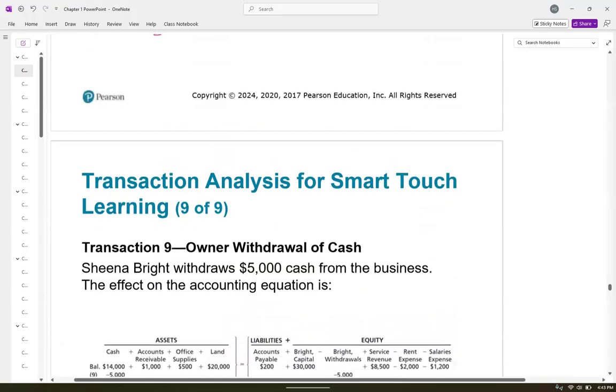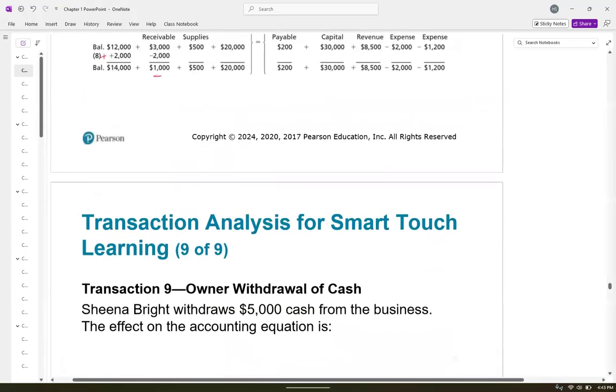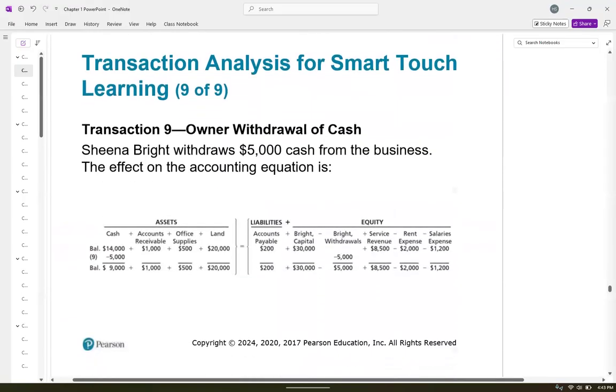Okay. This is where the owner takes $5,000 out of the business. Okay. And that is fine. That is how the owner gets paid. So cash is going to go down by $5,000. Okay. There's my cash going down to $5,000. We have a new account called Bright Withdrawals. Remember I said Bright Capital's where they put money in. Bright Withdrawals is where the owner takes money out. Okay. And my equation is still balanced.